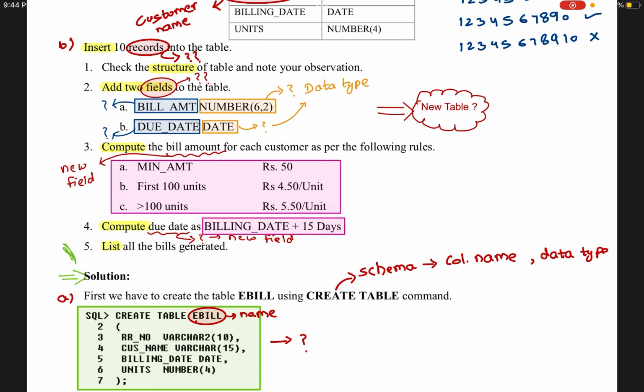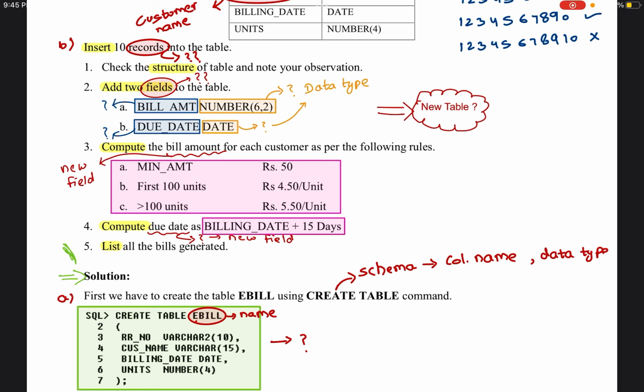So the minimum amount will be 50. For every electricity bill, there are some fixed charges to keep things running, right? So basic minimum, whether you use electricity or not, this is the fixed cost, and this is the variable cost. Fixed cost is 50 and the variable cost depends upon the slab. If it is less than 100, it is 4.5 per unit. If it is greater than 100, it is charged 5.5 per unit. Okay, so these are the rules.